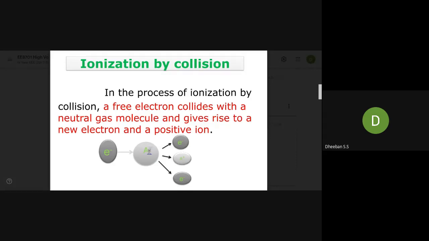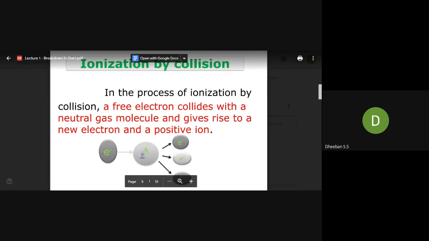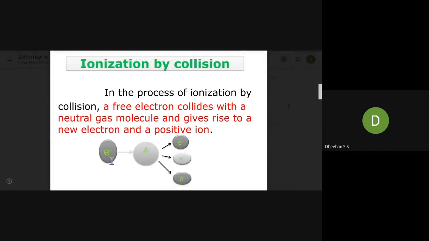What I said in your previous slide, the same mechanism they are saying with the diagrammatic representation. If an electron gets bombarded with an atom which is stable, or a molecule which is stable, in general what it gives rise to is a new electron. So here it liberates a new electron and a positive ion. What happens in general is it just splits this stable atom into unstable ions.